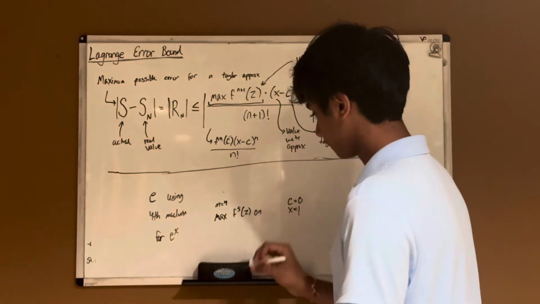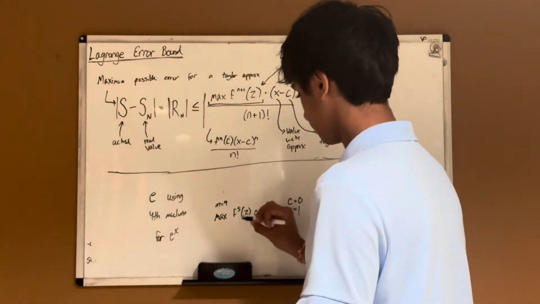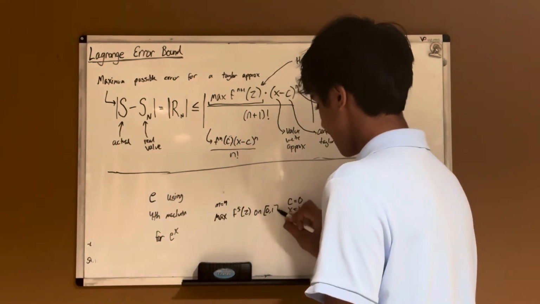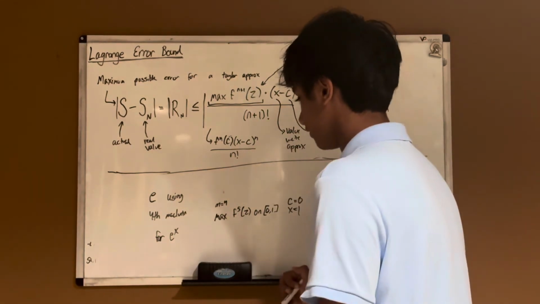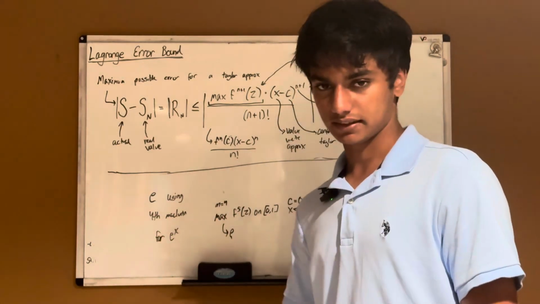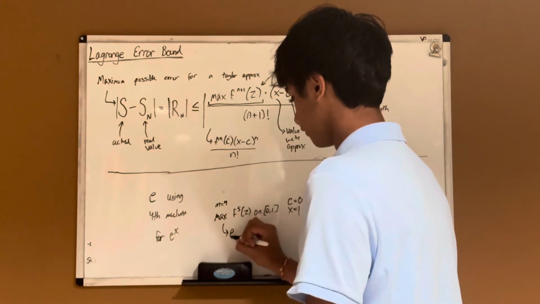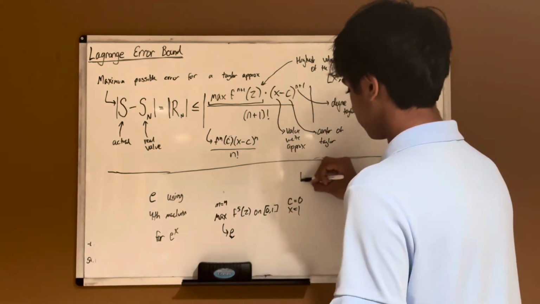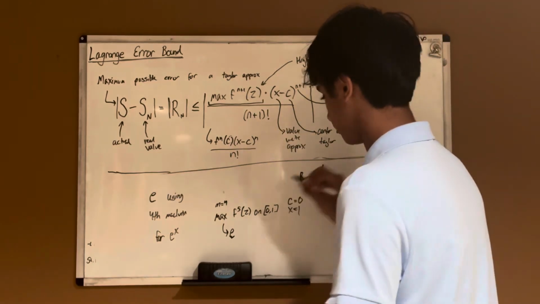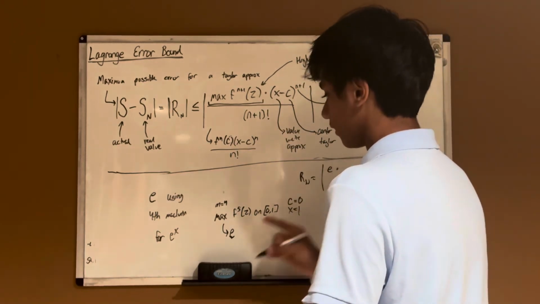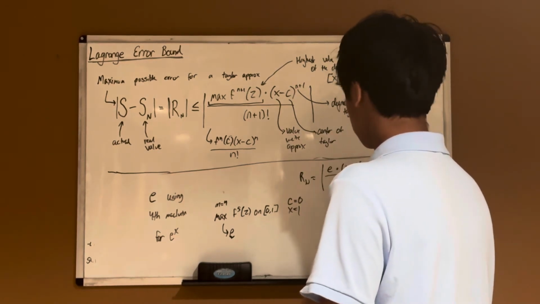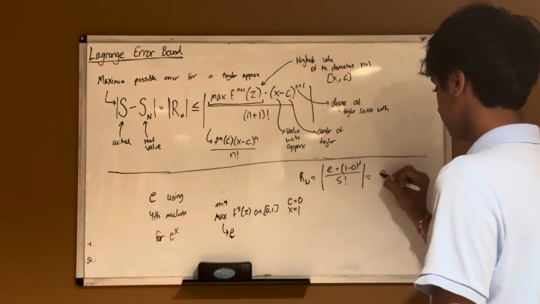The maximum derivative value on 0 to 1 has to be just e, because if you think about the derivative of e to the x, you get e to the x, e to the x, e to the x, so it keeps going like that. So the max value for the derivative is e. Now we can just plug into the Lagrange. R of n is equal to the absolute value of the max, which is e, times 1 minus 0 to the 5th power over 5 factorial. And so our final answer is e over 5 factorial.